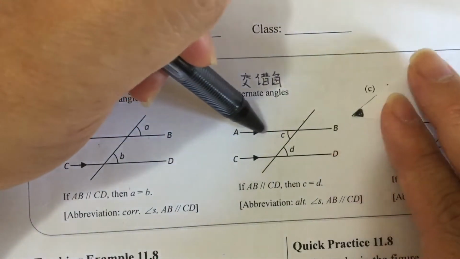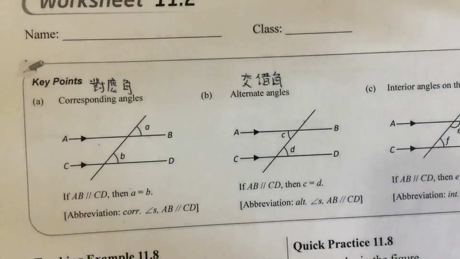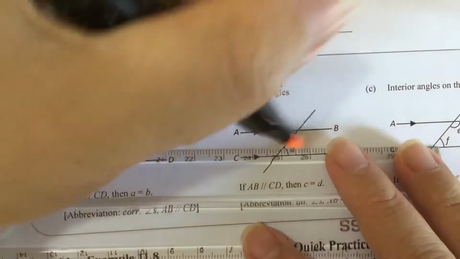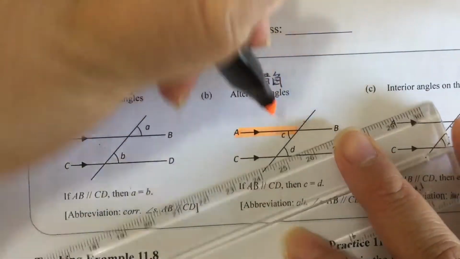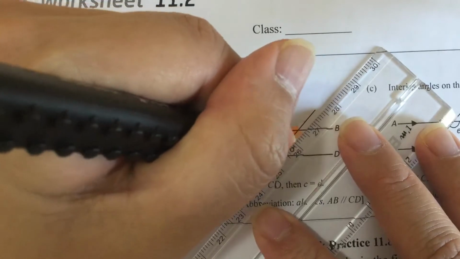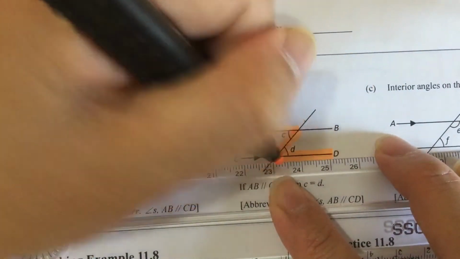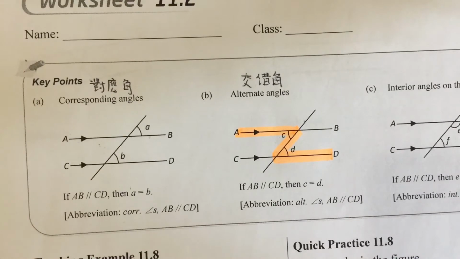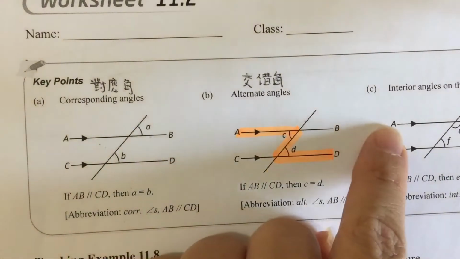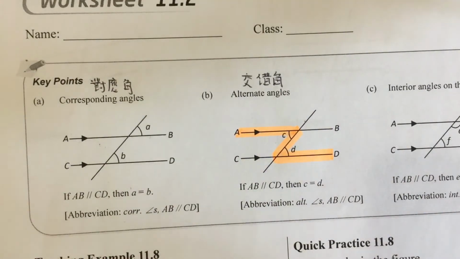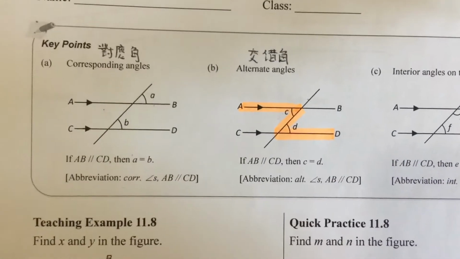So obviously, we will say this one is Z type. So this is just Z. And we will say this one is called the alternate angle every time. So if you see a Z here, you can say this one is called the alternate angle. The short form of this is ALT, alternate angles, and then we write AB parallel to CD. So we can solve the problem with the corresponding angle and the alternate angle.